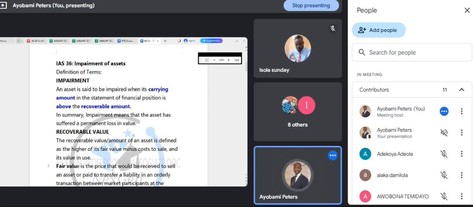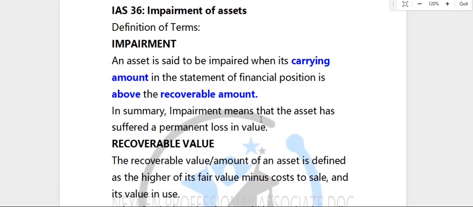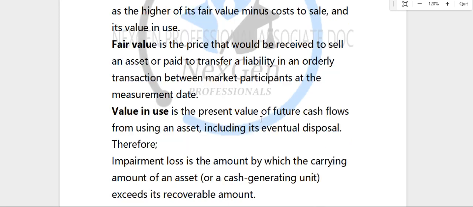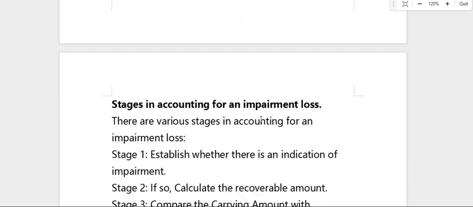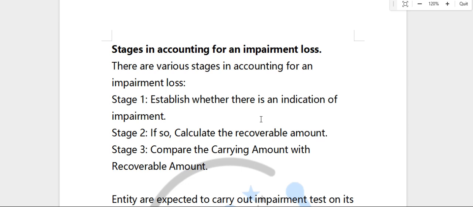So also you need to understand that there are ways and manners by which you need to go about review of an impairment or accounting for an impairment. That is what I call the stages of accounting for an impairment loss. Impairment, as I said earlier, is a loss in value of an asset. There are various stages, but I break them down into 3 stages when you are accounting for an impairment.